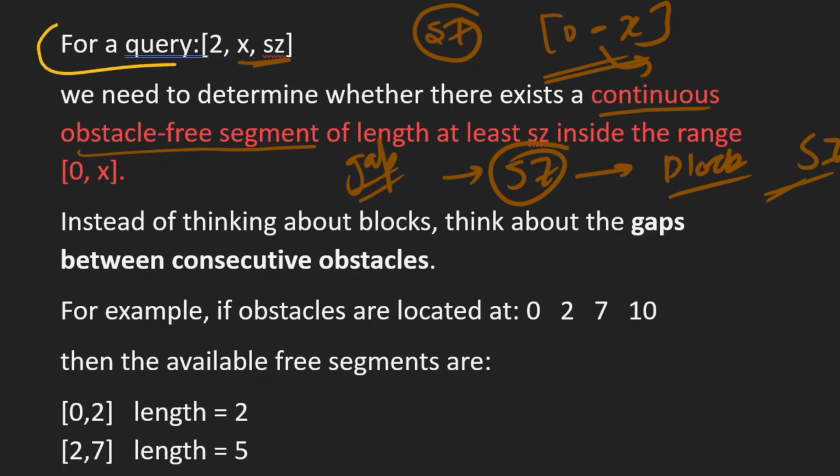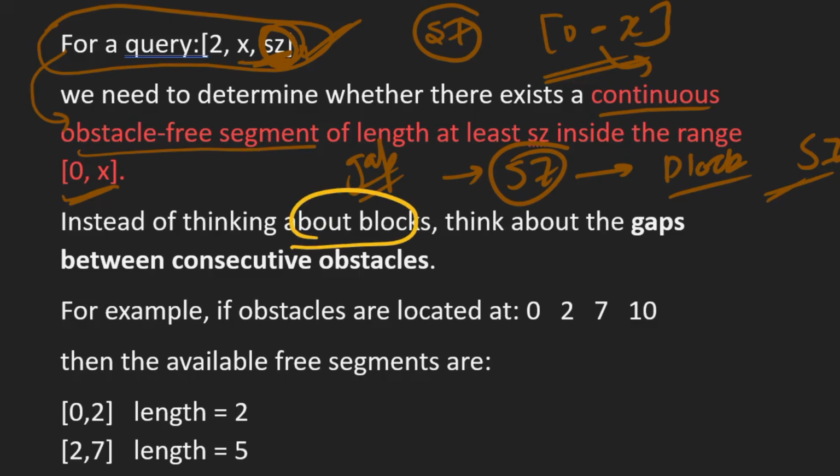So this is a type 2 query. That means in the range 0 to x we need a continuous gap between the obstacles, such that the gap should have at least sz as the minimum length, so that we can put this block, right? So now instead of thinking about putting the blocks, we'll think about the gaps between the obstacles, right?